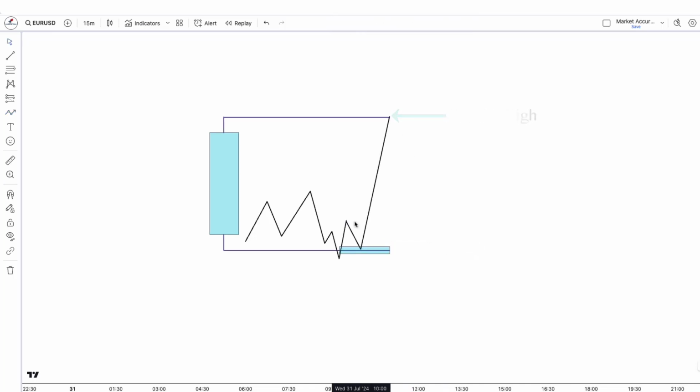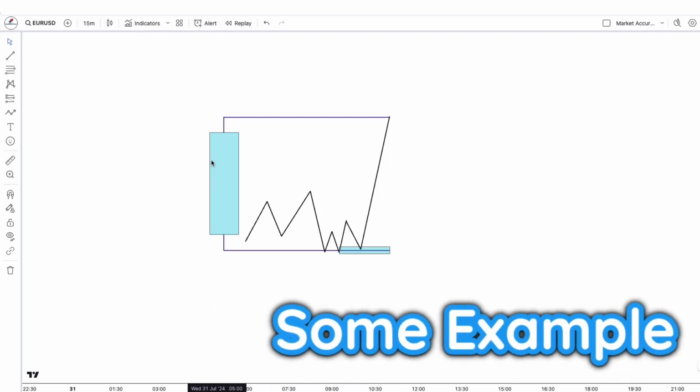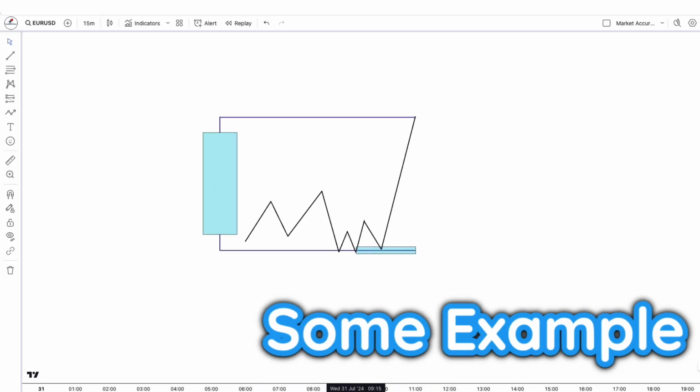And in addition, if you want to increase the probabilities even more, look for SMT divergence. So let's assume that on EURUSD, we have a lower low. But on GBPUSD, we failed to create a lower low. That is extra information. Now let me give you guys some examples, and then we'll move on to the next chapter.